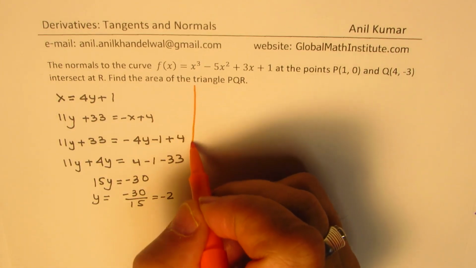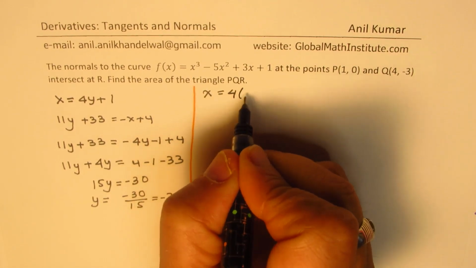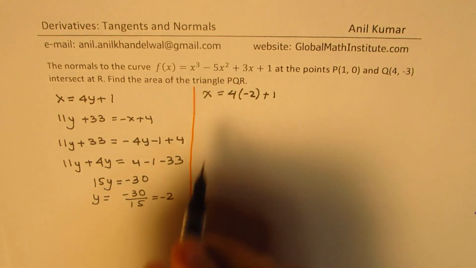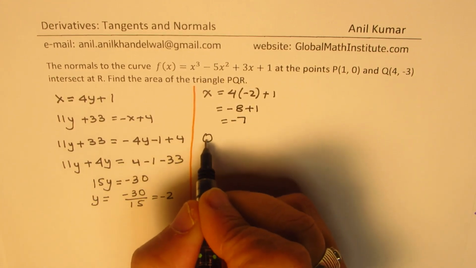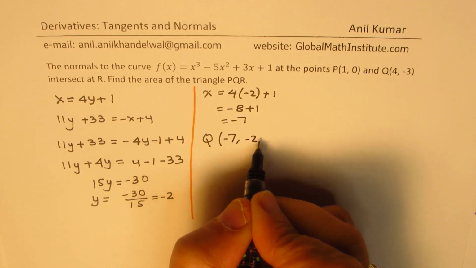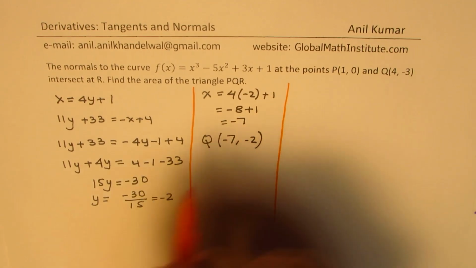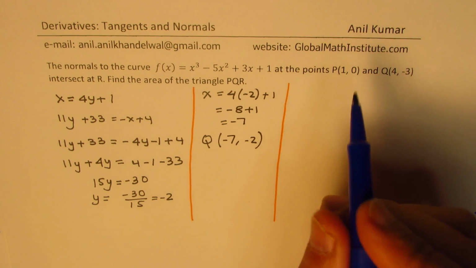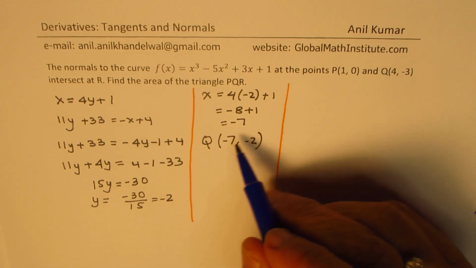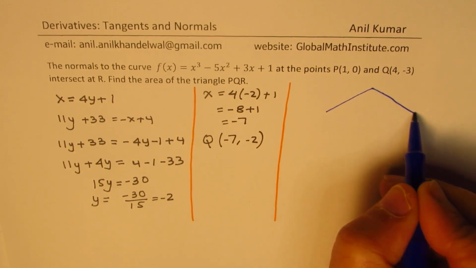And now we can substitute this value of y and find what x is. So x will be equal to 4 times minus 2 plus 1, that is minus 8 plus 1, or minus 7. So the point R will be (-7, -2). Is that clear to you? So we have this point of intersection, (-7, -2). Now we are looking at three points. Let me form this triangle PQR. We have (1, 0), (4, -3) and (-7, -2). So we could actually make a triangle which is kind of like this.